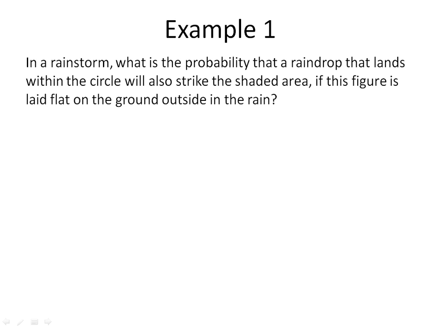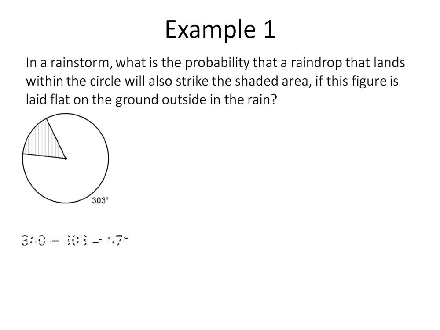Okay, example 1. In a rainstorm, what is the probability that a raindrop that lands within this circle will also strike the shaded area if this figure is laid flat on the ground outside in the rain? Notice they've told us the major arc measure, which is 303 degrees, and we have a sector indicated, so we need to find that measurement, which will lead us to being able to find the area of that sector. So 360 minus 303 gives us 57 degrees for the sector.